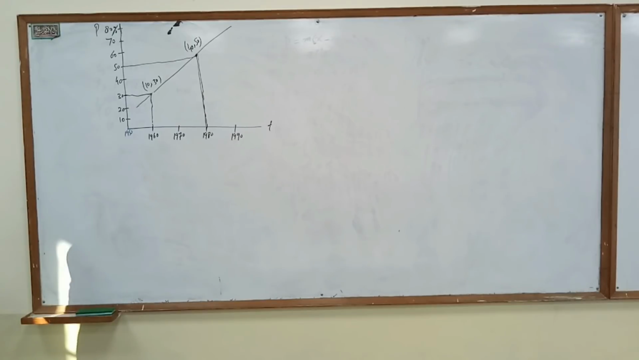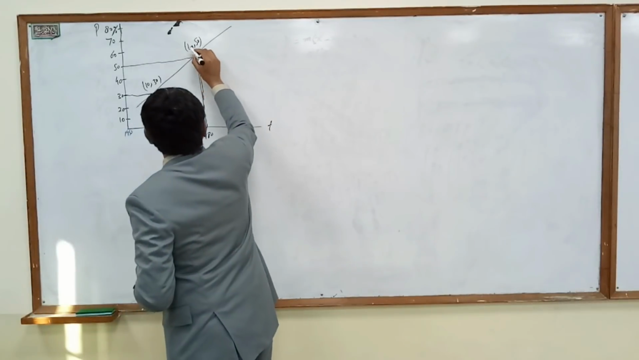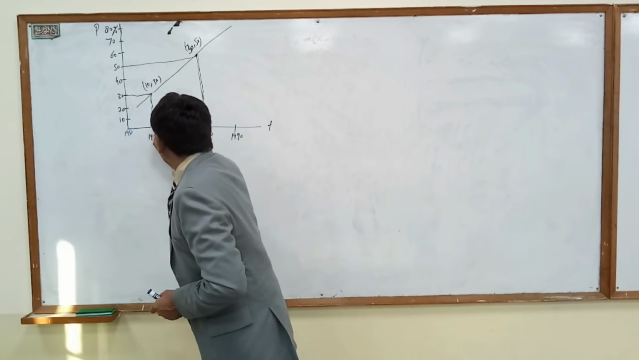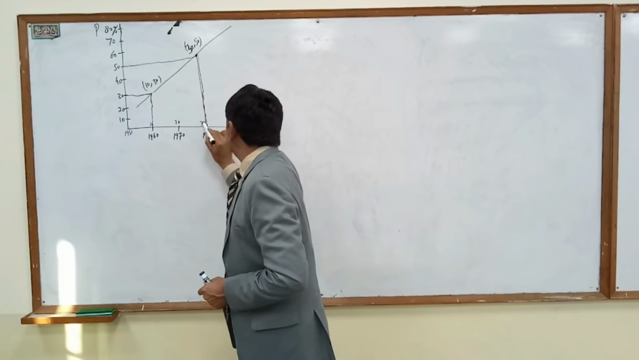60, 70, 80, that is 30 years. That is 30 years. Here is 10, here is 20 years, here is 30 years.